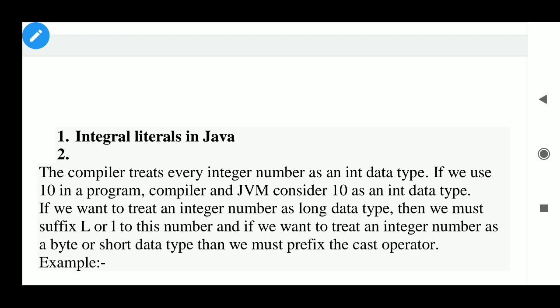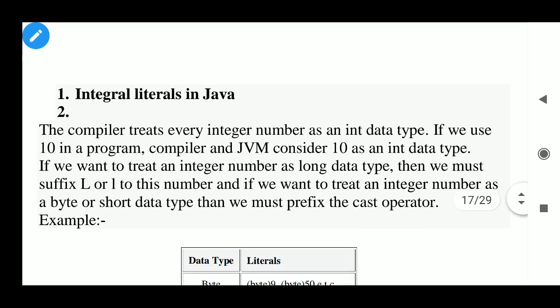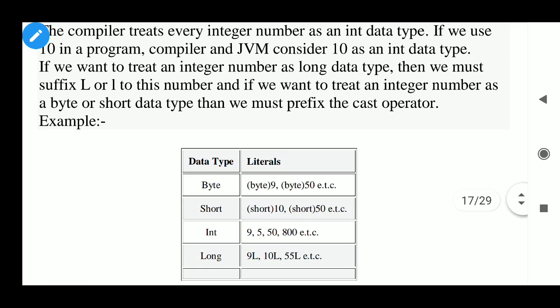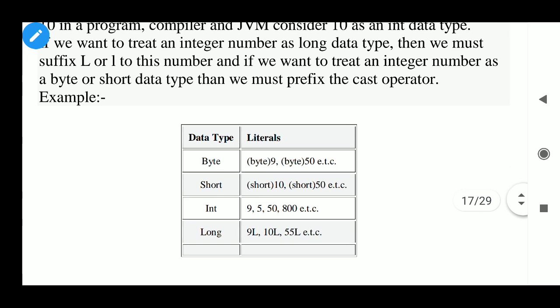So if we want to treat an integer number as a byte or short data type, then we must prefix the cast operator. Example means short data type and byte data type. So you can see here, we have to use brackets if we want to make it byte type. So write byte in brackets and 9. So 9 is byte type, 50 is byte type.